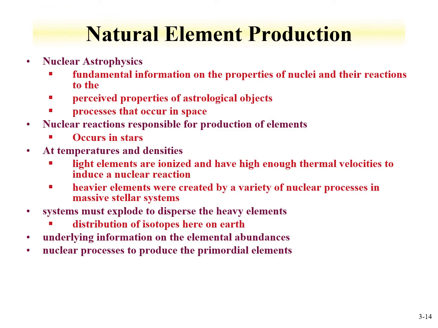We can use these nuclear reactions to describe what occurs in stars to produce elements. This is driven by the fact that stars have high temperatures and densities to provide enough energy for nuclear reactions to occur. And once the elements are made in stars, they've been dispersed. For instance, to get here on Earth, the stars disperse their elements through nova and supernova.